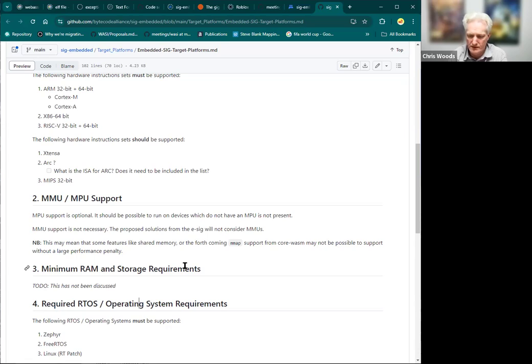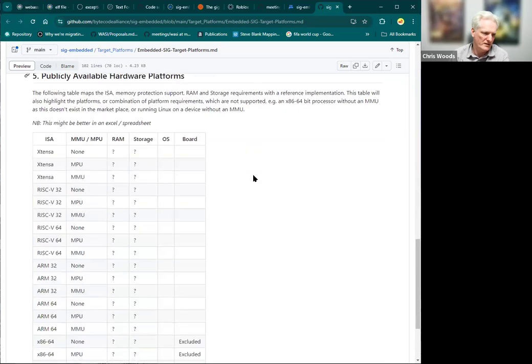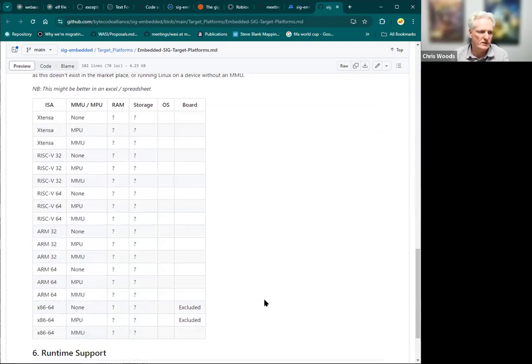Perfect. So I can stick that in the document too. And then I think we are down to just picking out boards for each of the ISAs, which are things that we should target when we are building stuff, and we should test that these work on it.